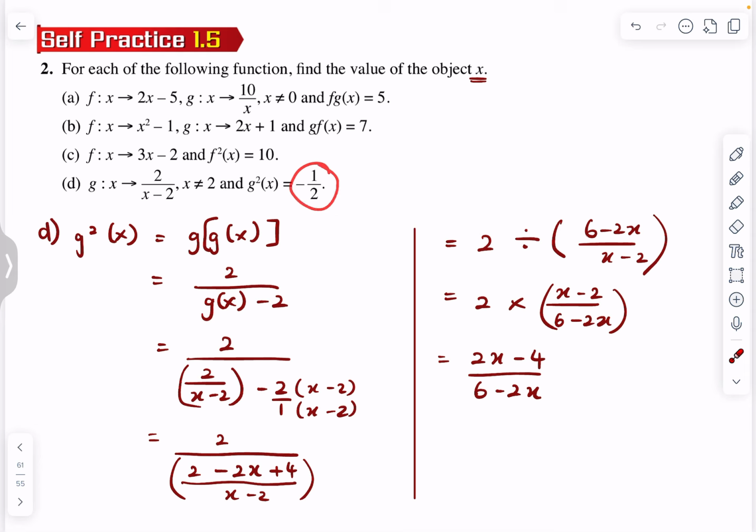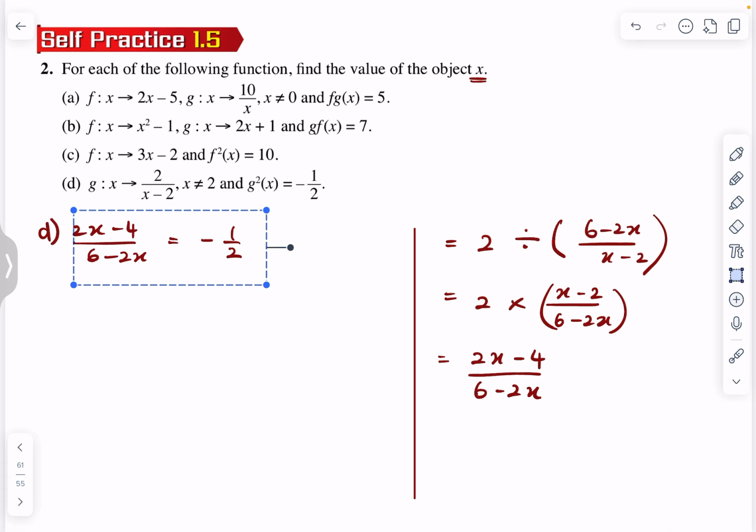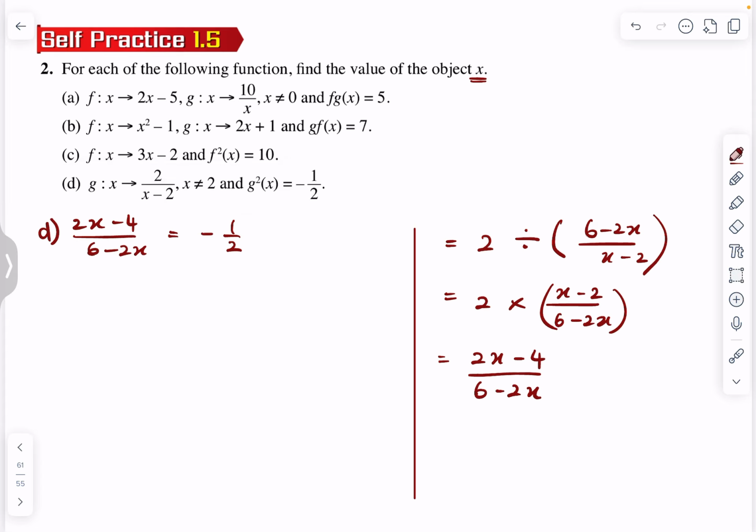And this is their version of g squared of x. So we compare. So 2x minus 4 over 6 minus 2x equals negative 1 over 2. Okay, we try to erase this, not enough space. Okay, we bring it here. Then we solve this. So this one is a fraction, right? Fraction, we can cross multiply. So 2 we bring here becomes 2 times 2x minus 4 is negative 1 times 6 minus 2x. So 4x minus 8 is negative 6 plus 2x.